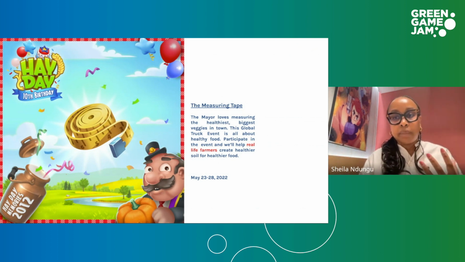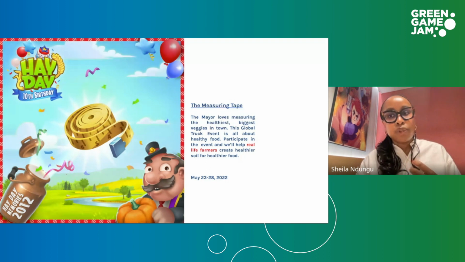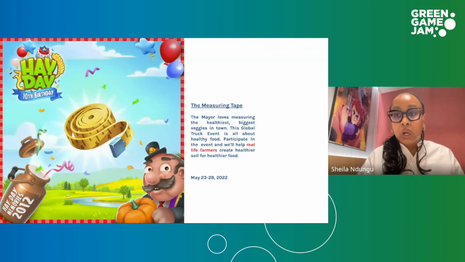One thing that happens at country fairs is measuring the biggest, healthiest vegetables that the town has ever seen. So we put this measuring tape in there, and we use this in-game event to, I guess not necessarily a real world action, but to teach players about a cause that we thought would fit perfectly with what the game is all about.